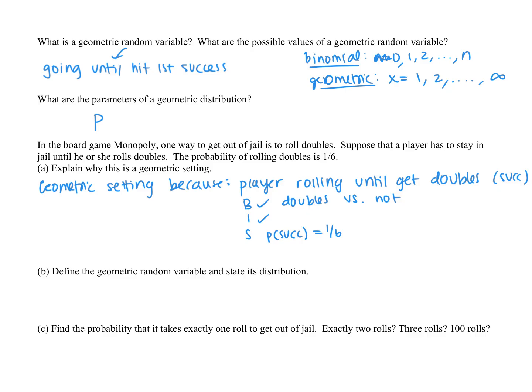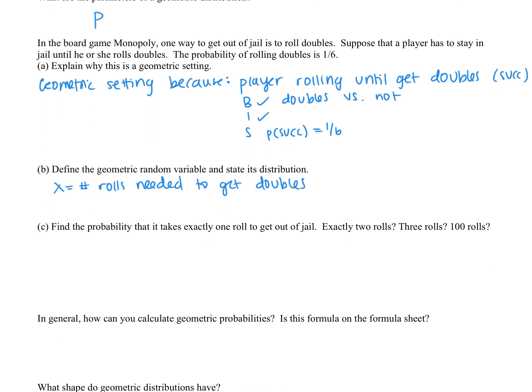So then if we define our random variable, we're going to say x is the number of rolls needed to get doubles. How many times I have to roll to get doubles. This is something that a lot of times people don't understand when it says state its distribution. What that means is saying that x is geometric and our probability of success is 1 out of 6. So that's just the type of distribution. Could be geometric, could be binomial, could be normal.